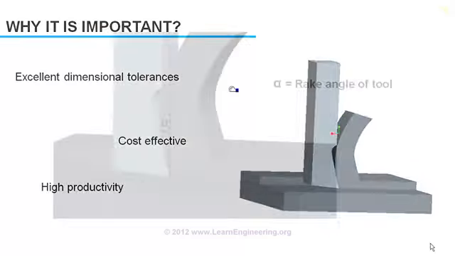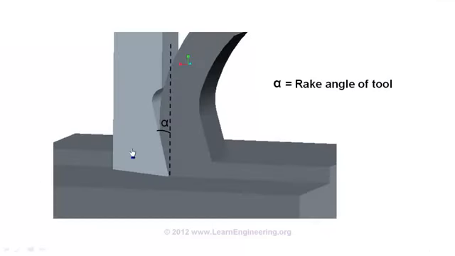It is cost effective, and it has high productivity. During orthogonal cutting, material is removed from the workpiece with the help of a cutting force. Along with that, a thrust force, which is normal to the cutting direction, is also induced. The thrust force could be either upward or downward.